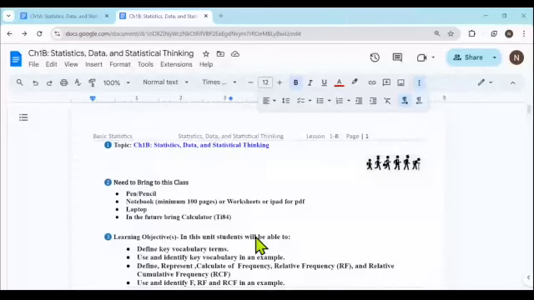Okay, welcome. This is lesson 1B. We're still in chapter 1, which is statistics, data, and statistical thinking.